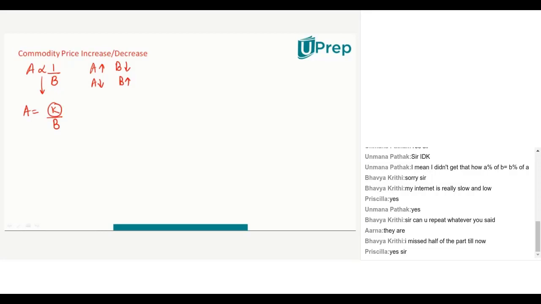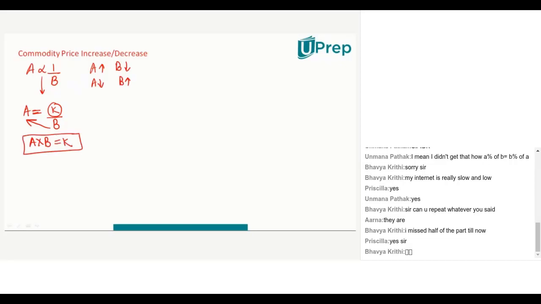When I introduce a constant, the sign became equal to. I explained the logic behind it. I explained the reason. All of you are following? Now, what happens if I send this B over here? Doesn't it become A into B equal to K?